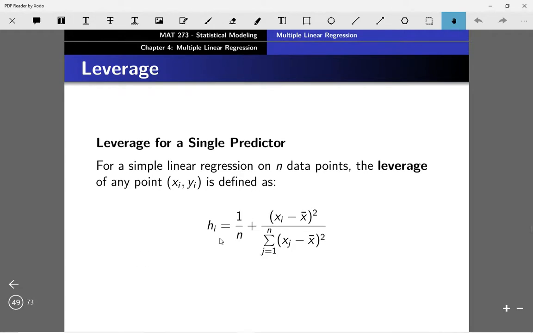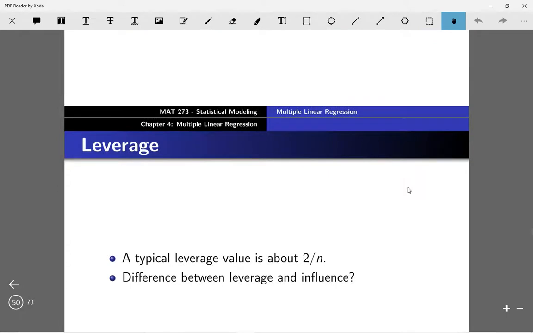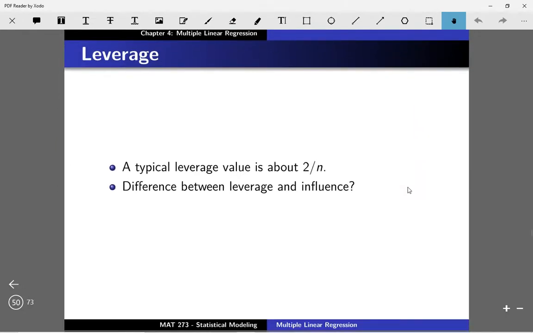But just as an aside, this is H because it stands for hat, because the entry in the ith row and the ith column of the hat matrix is this leverage value. So not important for this class though, but just wanted to mention that. A typical leverage would be 2 over n, where n is the number of observations. So if it's much bigger than that, then it might be concerning, and you might consider removing it and then refitting your model, depending on what your goals are.